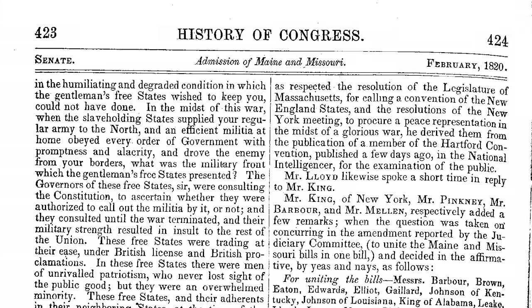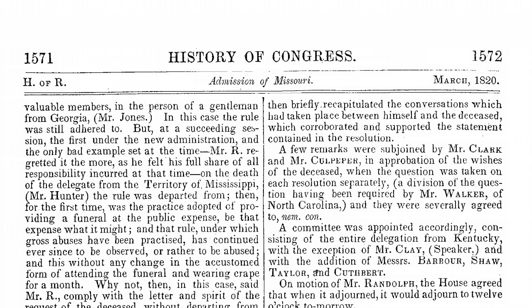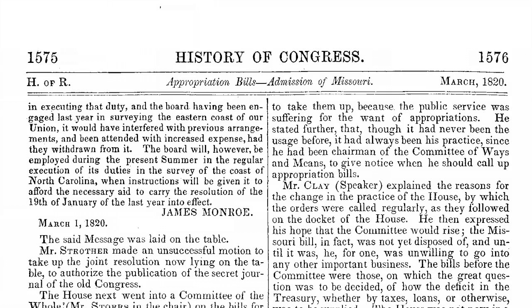On February 16, 1820, the Senate combined both the Missouri and Maine bills together to form the Missouri Compromise. On March 1, 1820, the House made a version of the Missouri Compromise that was separate from the Senate's version, and the next day, on March 2nd, both the House and Senate agreed to the Senate's version.